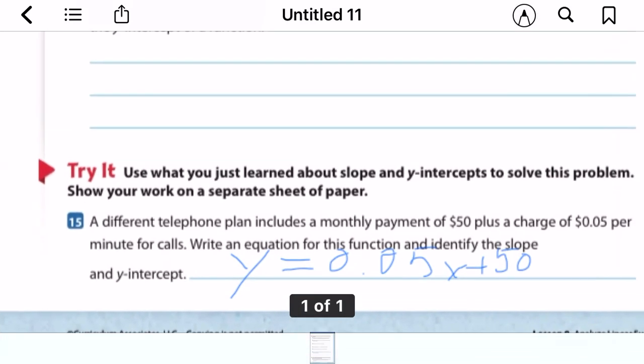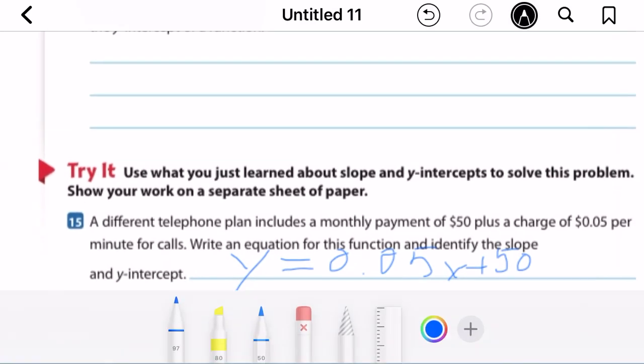And when you're explaining why, this part right here, the 50, that's your initial charge. That's your starting amount, your initial value, the monthly payment. That's that 50 on the end. That's the b value. This part right here, the 0.05 per minute, that's the rate. When you see per, think rate.